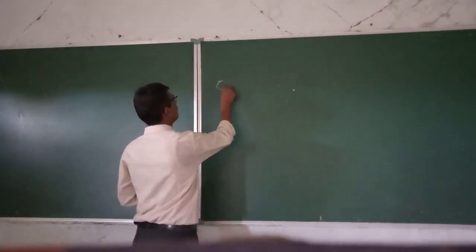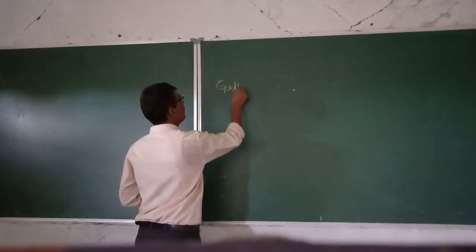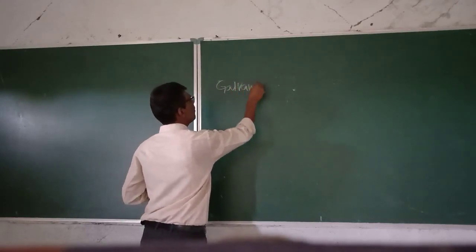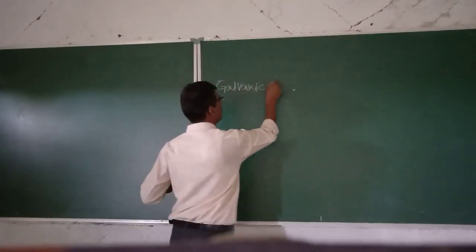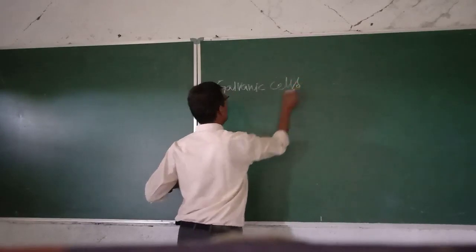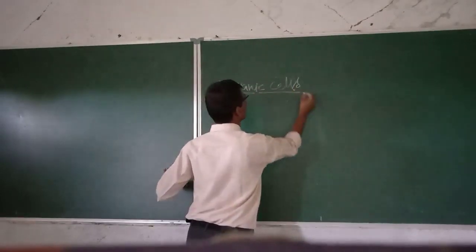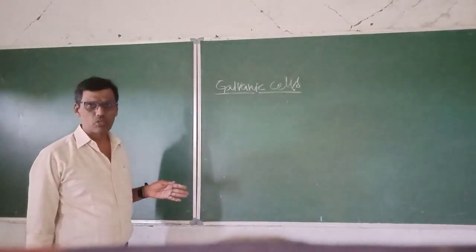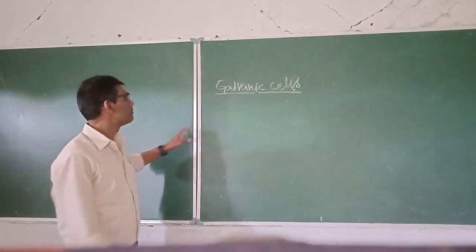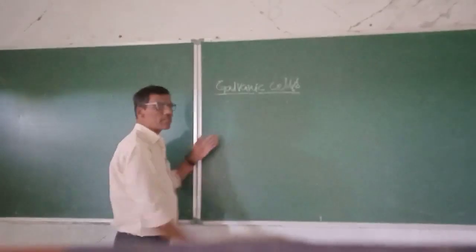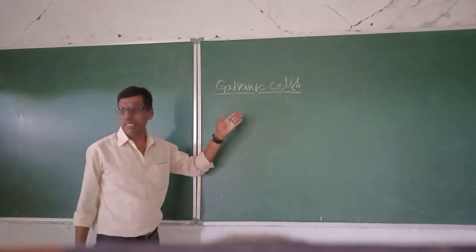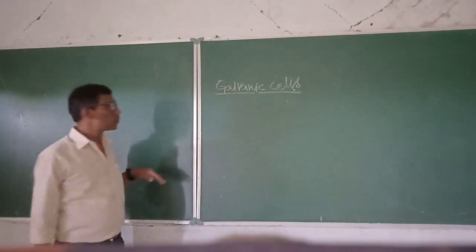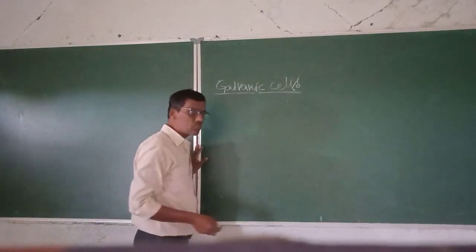Let us study about the galvanic cells. Galvanic cells are also called voltaic cells. A galvanic cell is an electrochemical cell. So the construction of this cell is like this.